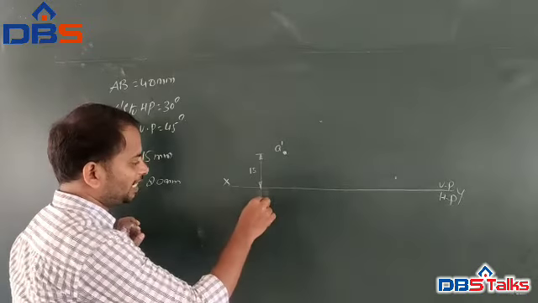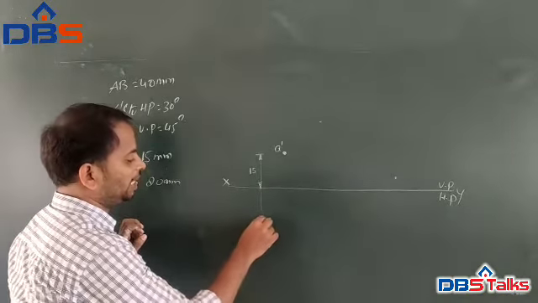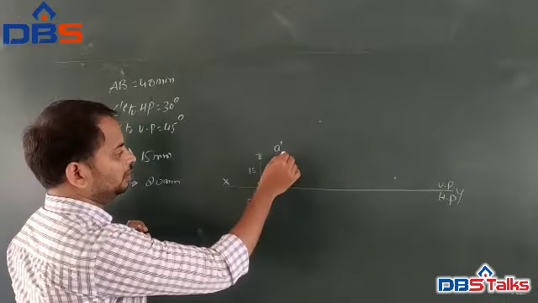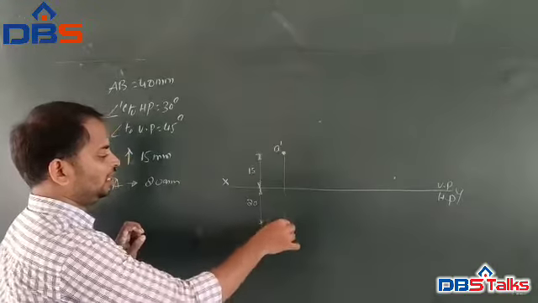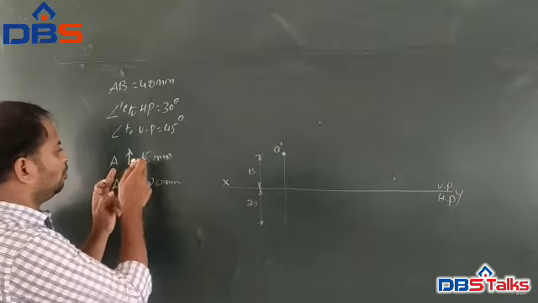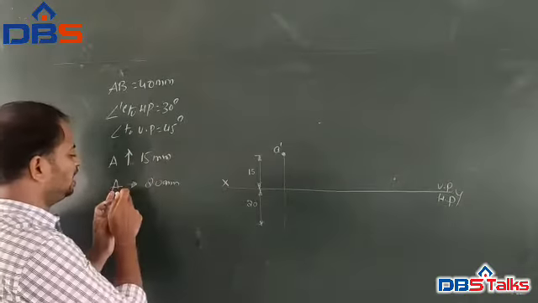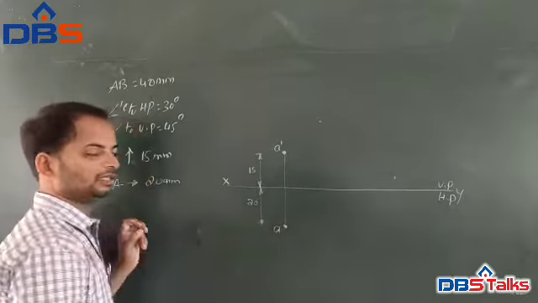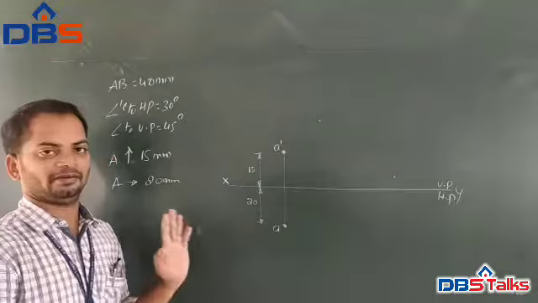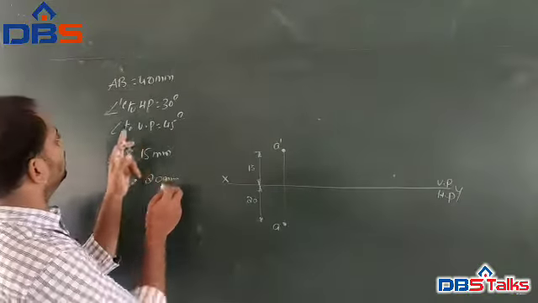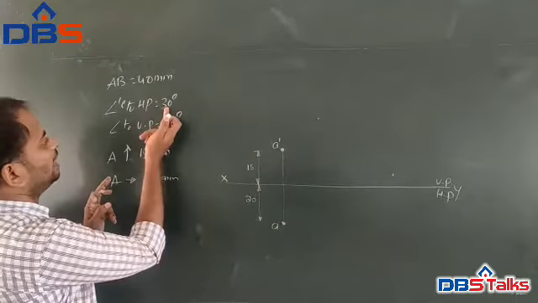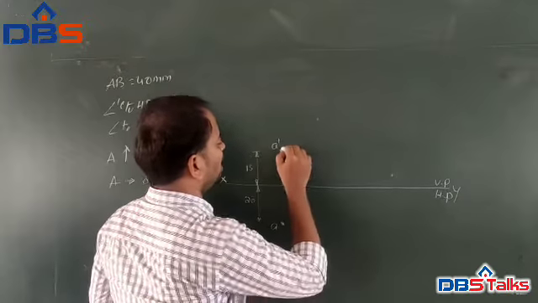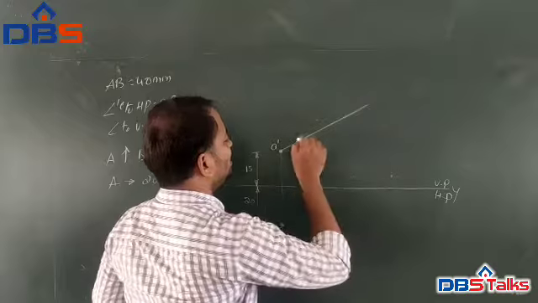So let us mark a distance of 20 mm in front of VP, the same point A. So A above HP is the front view, and A in front of VP is the top view. The indication of top view is simply a. Then what is the length of the line? 40 mm, which is making an angle of 30 degrees to HP. So draw a 30 degrees line.